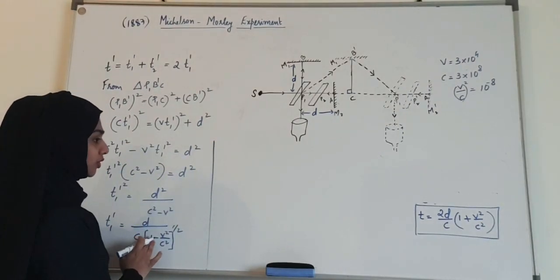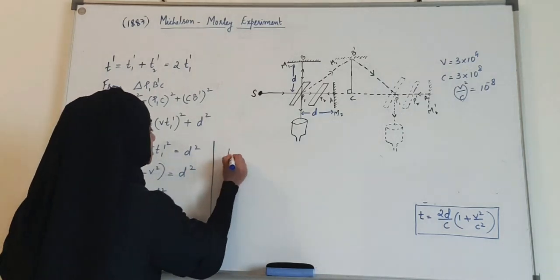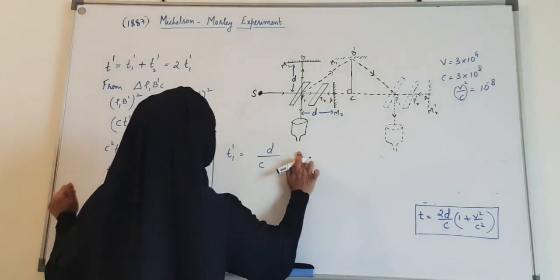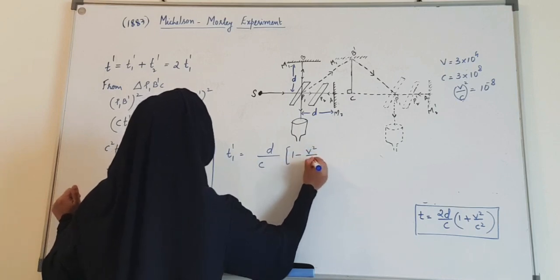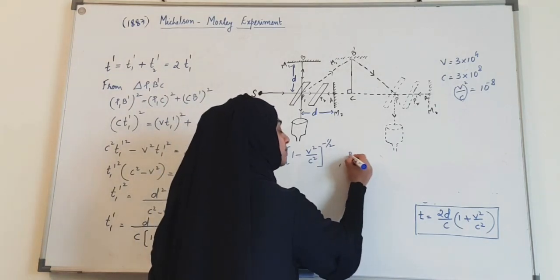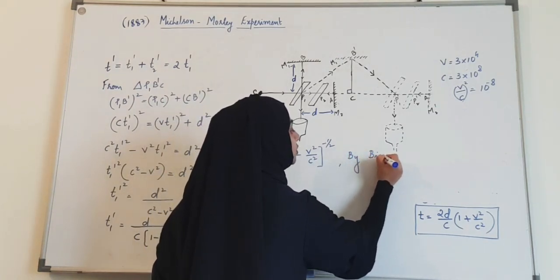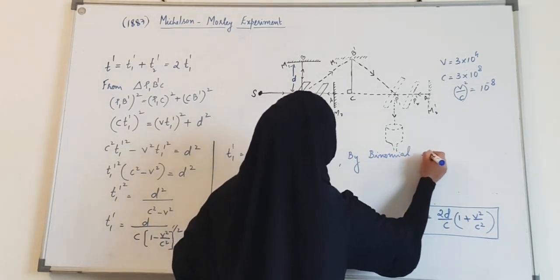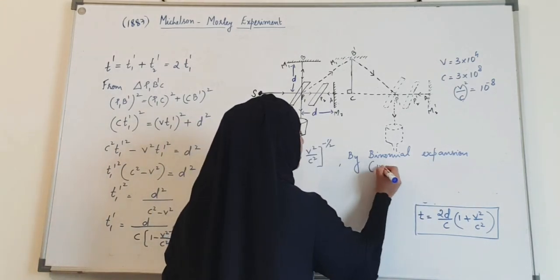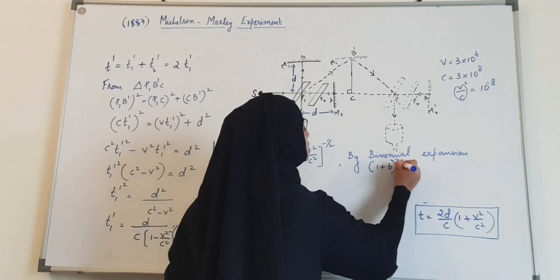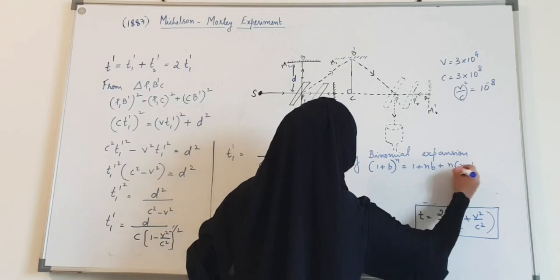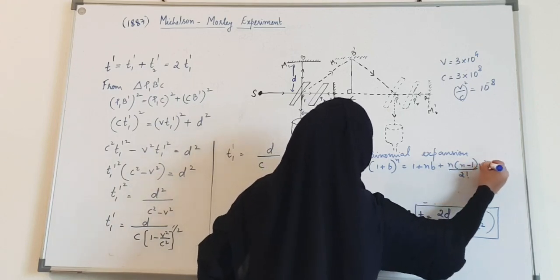So again, I am going to use binomial expansion. So t1 prime is equal to d divided by c times 1 minus v square by c square whole raised to minus half. Again, remember, by binomial expansion, just for reference, I am writing it here, 1 plus b, the whole raised to n, will be equal to 1 plus nb plus n into n minus 1 by 2 factorial b square plus etc.